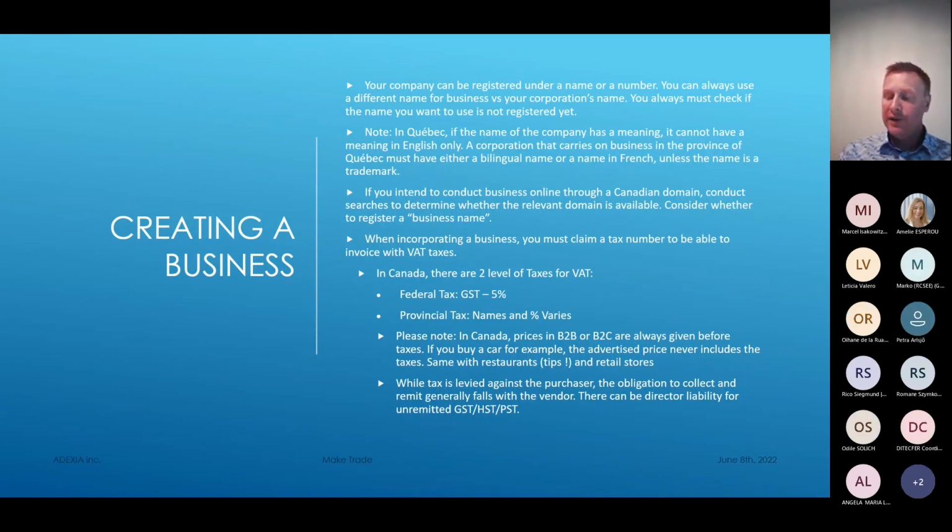Yes, so a few things that you have to do when you incorporate a business in Canada. The first one is that you have to claim a VAT taxes number. And again, I feel like I'm repeating myself, but in Canada, two levels of government, federal and provincial, so two levels of tax. You have the GST, which is a federal tax, and that tax is 5%, and it applies to everybody across Canada the same. And then you have the provincial tax, which is different in terms of name and percentage for every province.